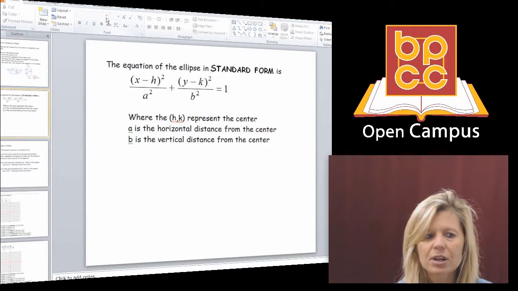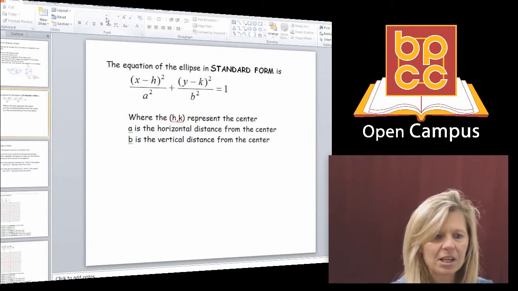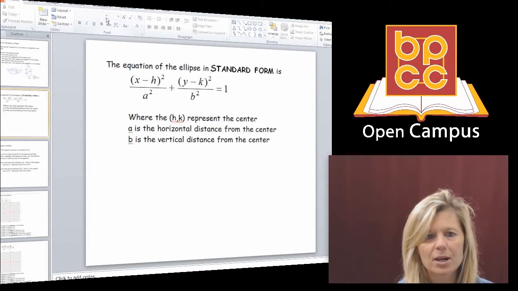And A is always going to be under X, so that's why the A distance is going to move left and right. B is always going to be underneath Y. That's why the B distance is going to move up or down.